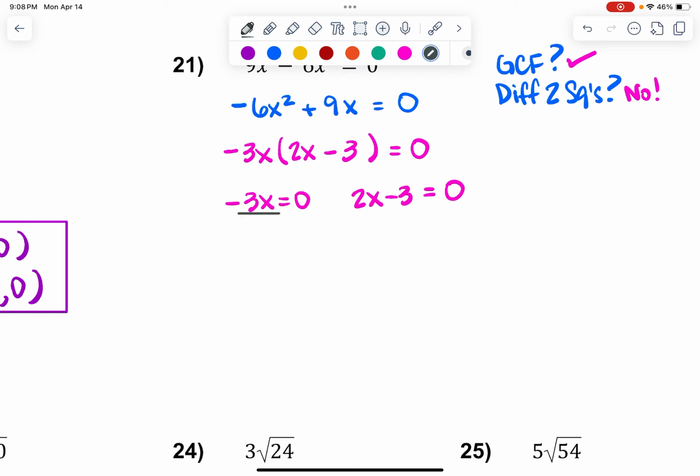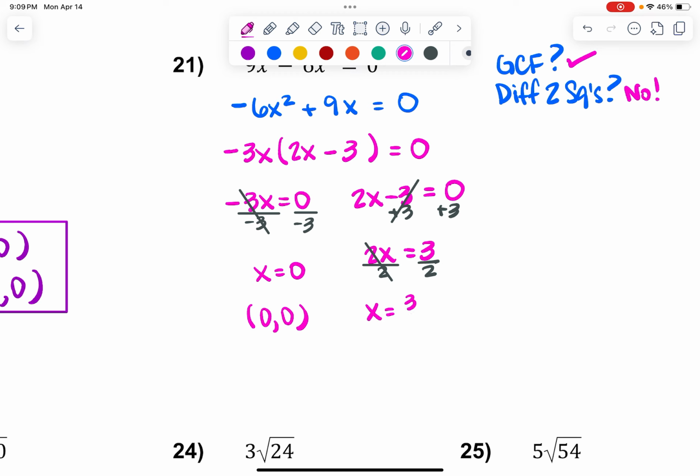Now, clearly this first one, the only thing I need to do is divide by negative 3 to get the x by itself. And of course, 0 divided by any number is going to give me 0. So 0 is one of my solutions. And then this guy over here is a little two-stepper. So we're going to add the 3 first. So we're left with 2x equals 3. And then we're going to divide by 2 on both sides. Right, so we're going to end up with x equals 3 halves, or 1.5.